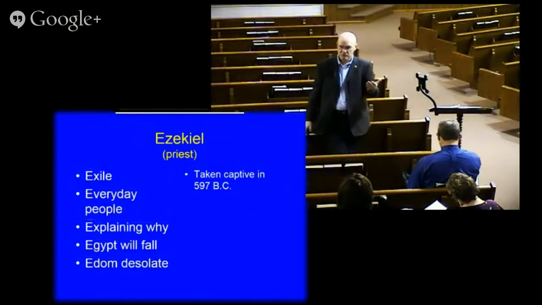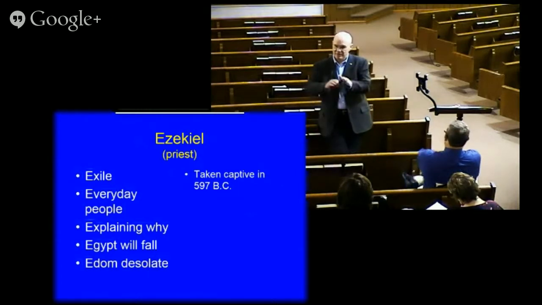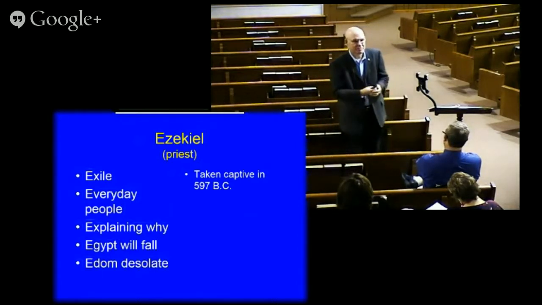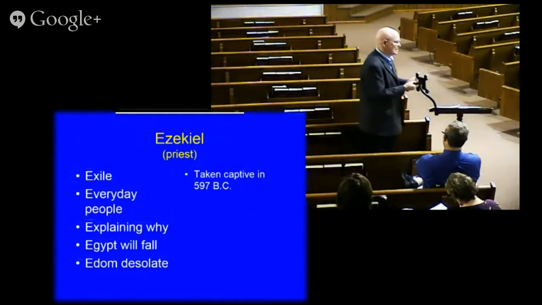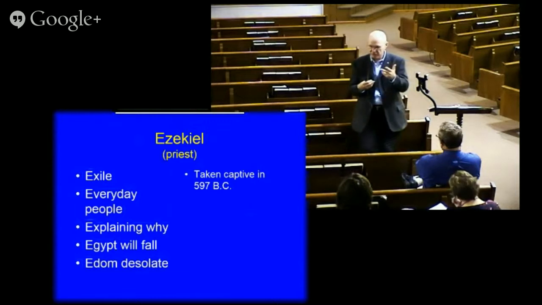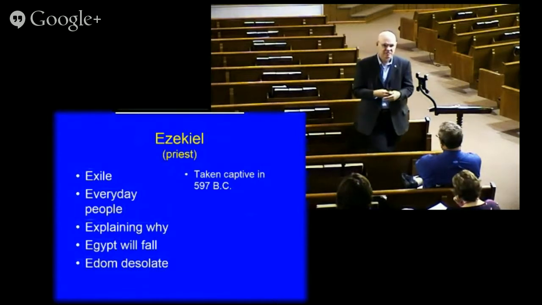Ezekiel, also a priest, was taken in the second group in 597. It's much easier to remember with Ezekiel. He was in exile. He was out with everyday people. He wasn't in the palace like Daniel was. He was out with the people. And he was talking to them. He was talking to them about why. Why were you taken into captivity? What happened? What caused this? And he talks about two other kingdoms falling, that would be Egypt and Edom. The E's that go with Ezekiel.